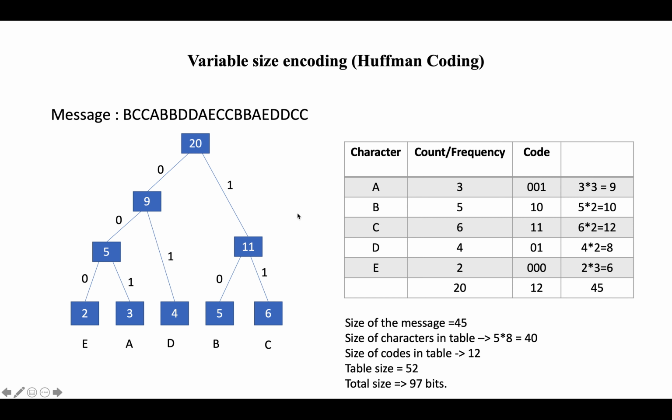And earlier without encoding we were getting 160 bits. With fixed size encoding we were getting 115 bits, and with variable size encoding we are getting 97 bits. So this is the optimal procedure to encode any message, because it reduces the size of the message as compared to fixed size encoding. So that was all about Huffman coding. Thank you for watching.